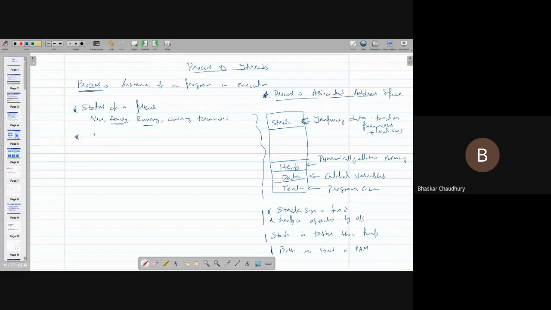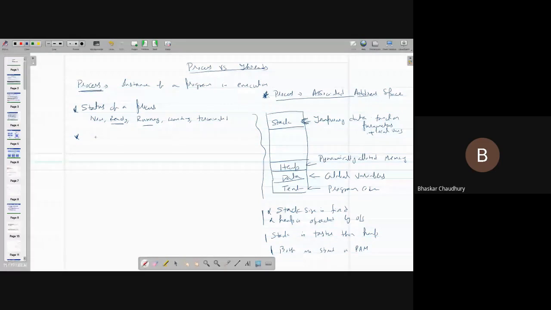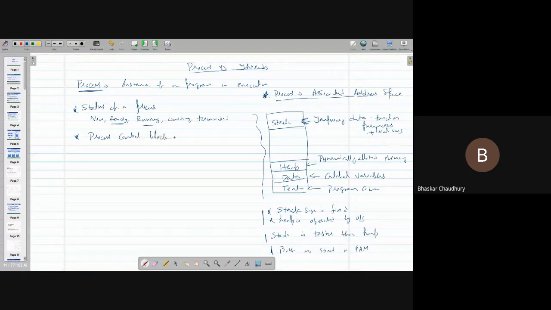Now, another important thing is the process control block. Why do we need a process control block? To store the information about the process. Why do we want to store that information? In case of preemption, if the process comes back, we need to know exactly where the process left off. Exactly. Now, if I draw the diagram we just talked about, the context switching actually.